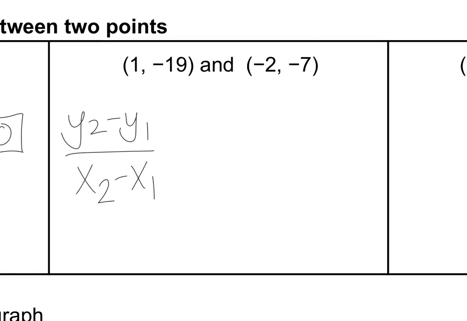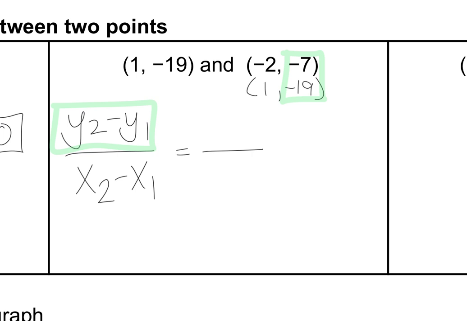And I'm going to fill this in. Sometimes I like to kind of rewrite the point underneath. I think that helps me keep everything lined up. So on top, I'm going to subtract the y values. So my y values are -7 and 19. So I'm going to subtract those on top.